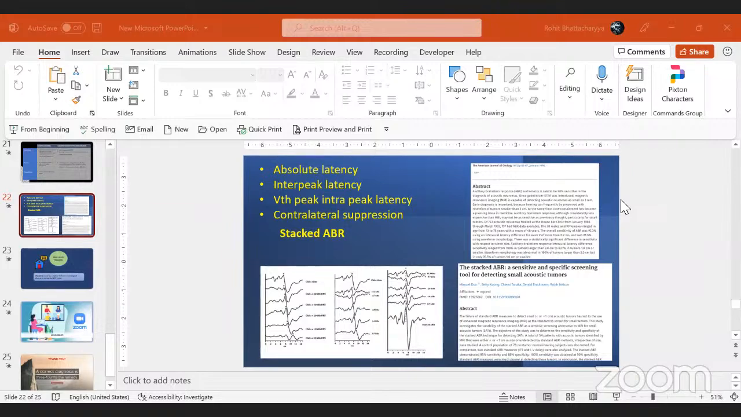Hey, Rohit. Hello, sir. Yes, sir. So what is serviceable hearing? You have mentioned the speech discrimination score now in relation to CP angle tumor, vestibular schwannoma. Can you explain it? Sorry, sir, what is serviceable hearing? Sir, serviceable hearing, is it the same as residual hearing, sir? I am not getting it.